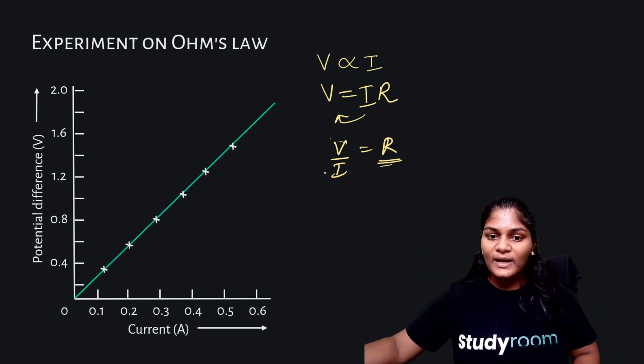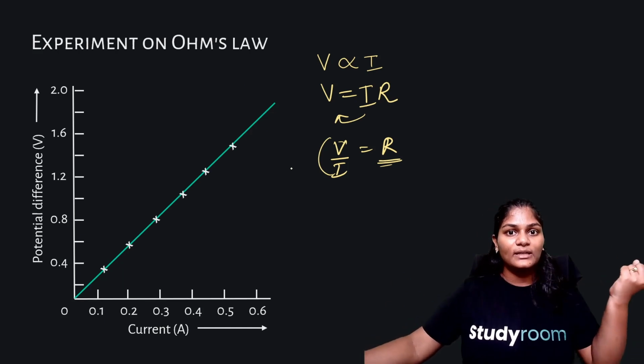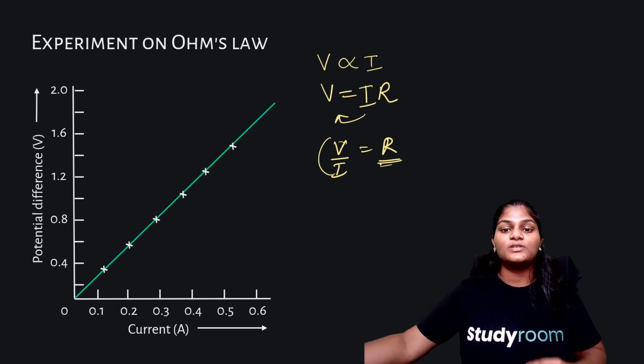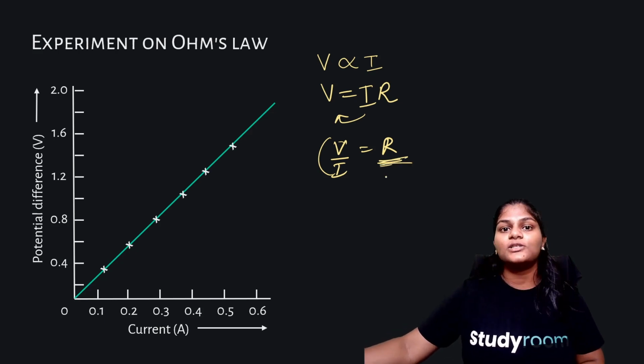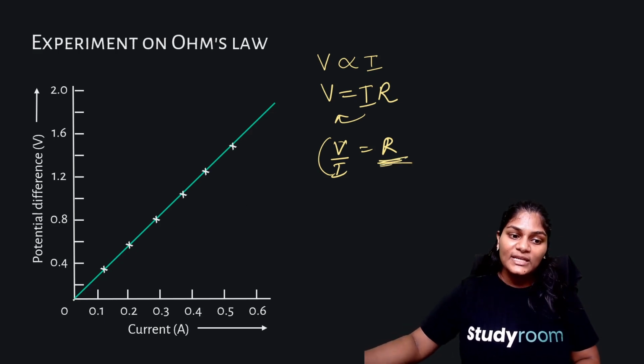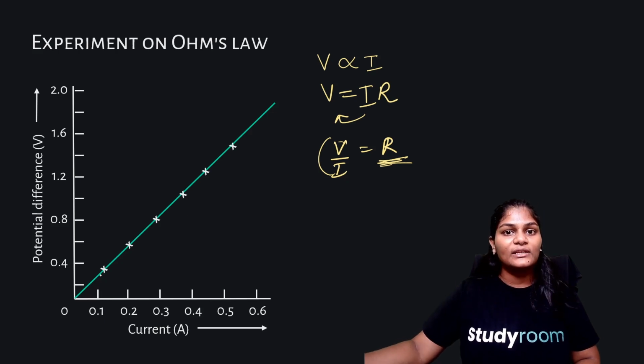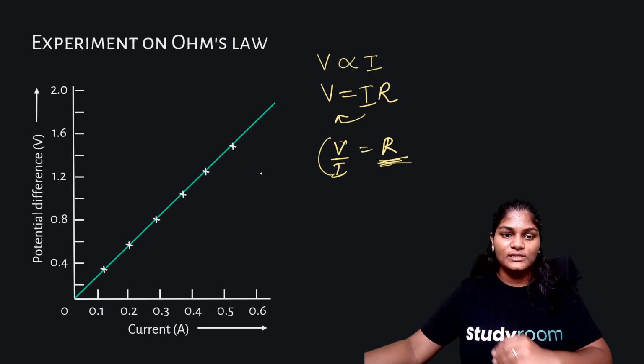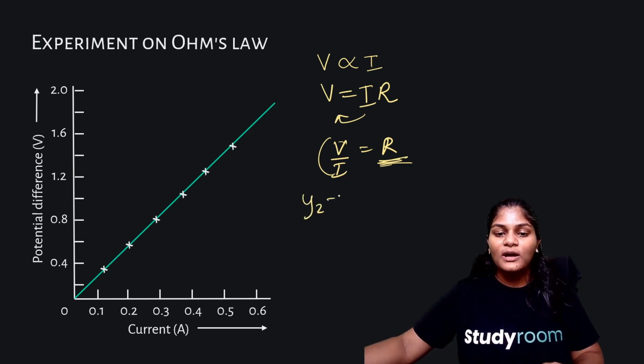So this V by I, like you obtained in the table in the last slide, you will see that the V by I is constant in each case, which is nothing but the resistance of that resistor. So this straight line graph that is obtained also has a slope of the resistance. Like, what is the slope, you remember? y2 minus y1 upon x2 minus x1.